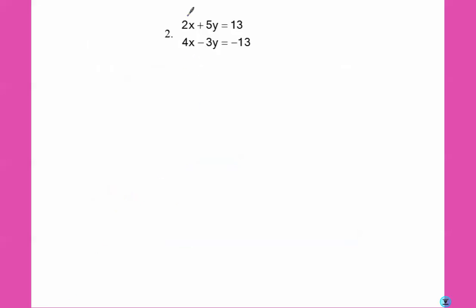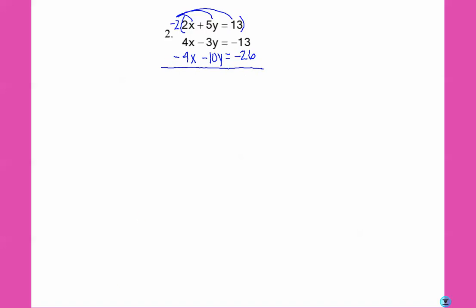In our next example, we still have the x's lined up, the y's lined up, equals lined up, and the numbers lined up. But we don't have any variable that has opposite coefficients in front. But we could with the x's if we change this positive 2 to a negative 4. We can do that by multiplying by negative 2. If we're going to multiply the first equation, we have to distribute it to everything. So that would give us negative 4x minus 10y equals negative 26.